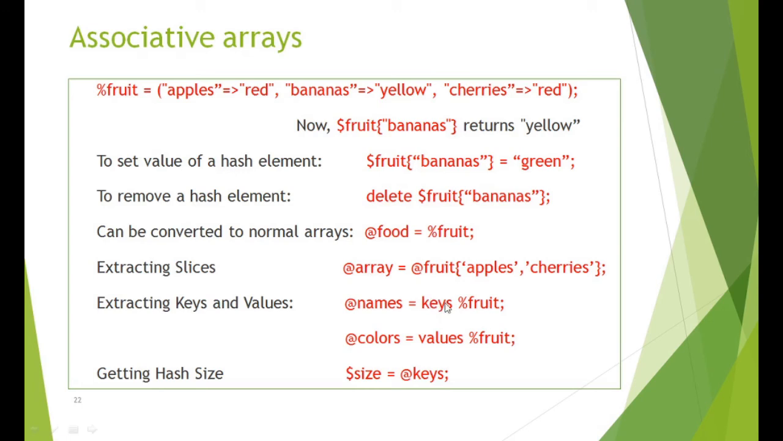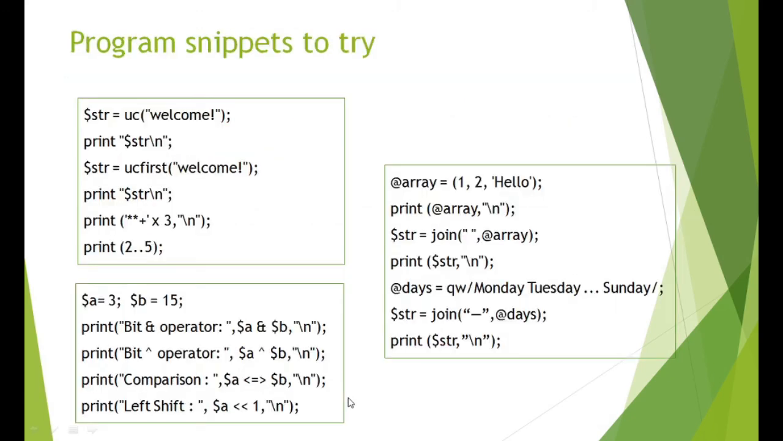If you want to take all the keys of that hash, then you can give keys %fruit. If you want to extract all the values, then you can give values %fruit. If you want to see the size of the hash, then I can say @keys. @keys is an array, and that will be stored in the size.